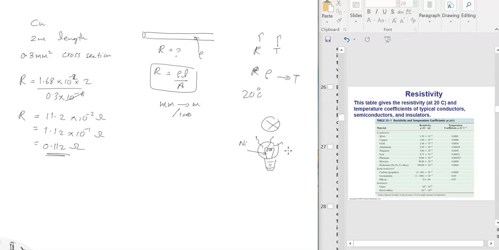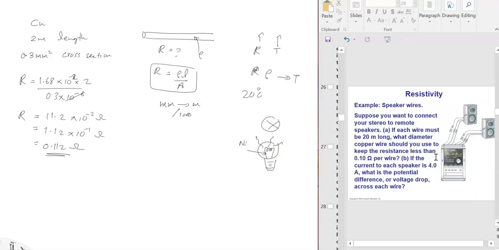Okay, so we did one example. Let's see what else we have. Alright, let's try this problem. You read it, try it first, and then get to the video.